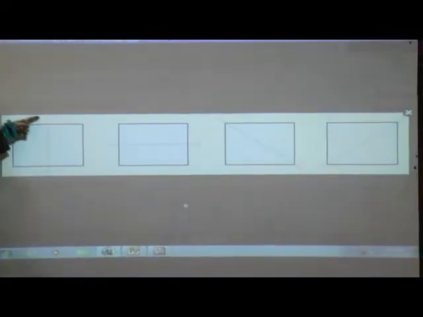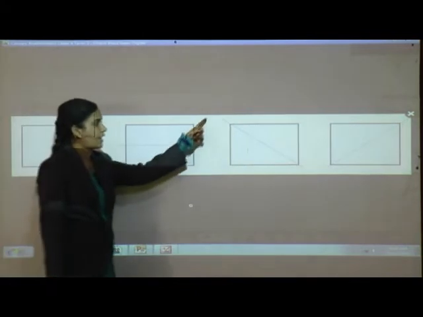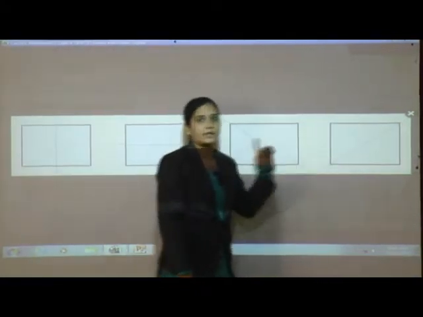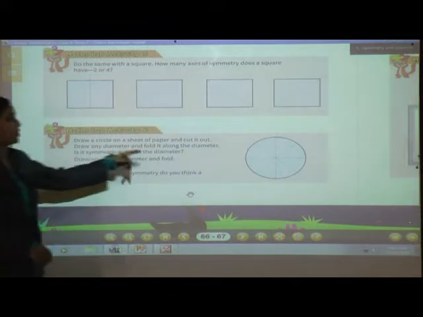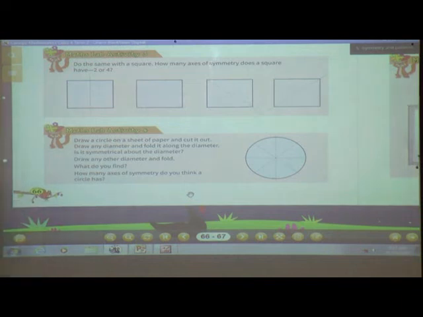Now students, what will be the answer? See here, how many axes of symmetry does a square have? One is vertical, one horizontal, and these 2 diagonal. That means a square has 4 axes of symmetry. Now next activity, here Maths Lab activity 4. What they ask, see: draw a circle on a sheet of paper and cut it out. Draw any diameter. All of you know diameter?